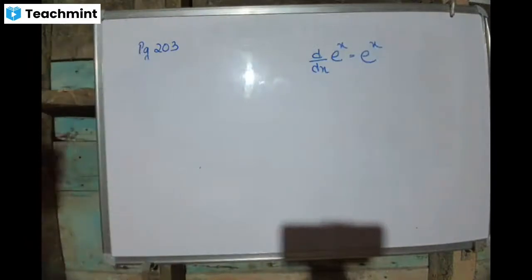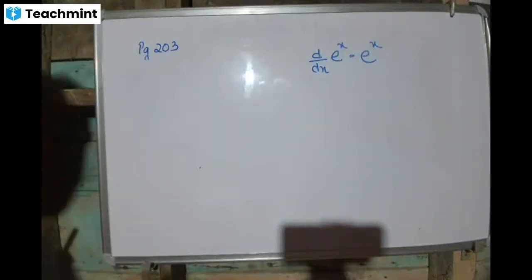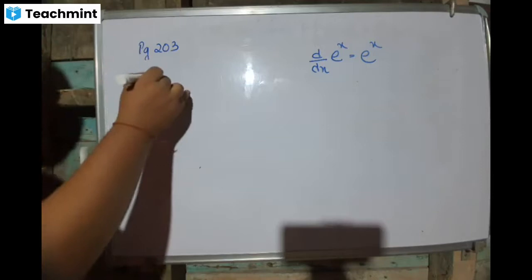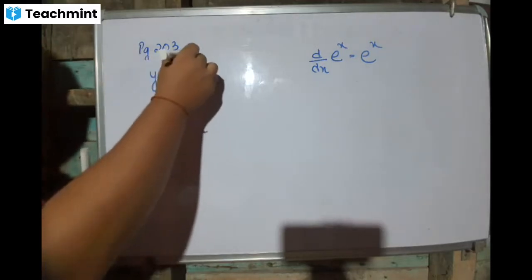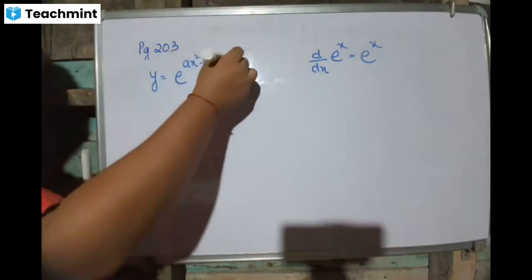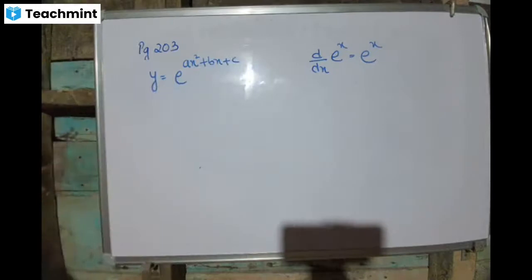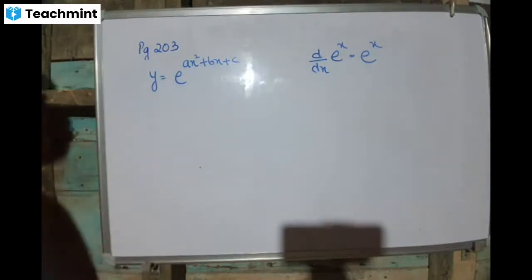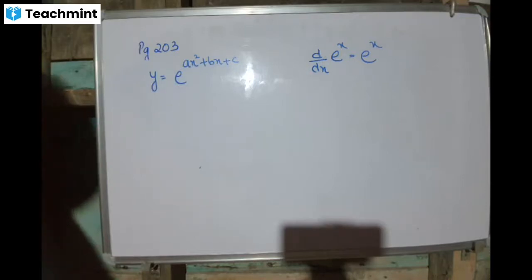Differentiation of an exponential function will always be e to the power x. But if the question is, look at the board, y equals e to the power ax square plus bx plus c, then there's no formula for this, because to use the formula the power of e has to be x, isn't it? So this comes under composite because we don't know the derivative of this particular function.